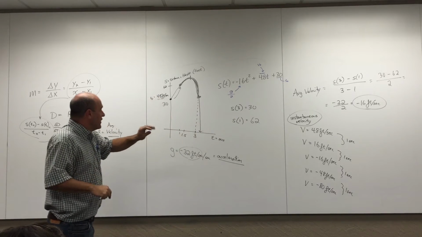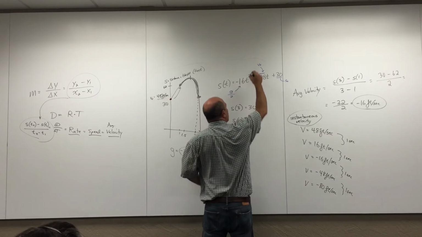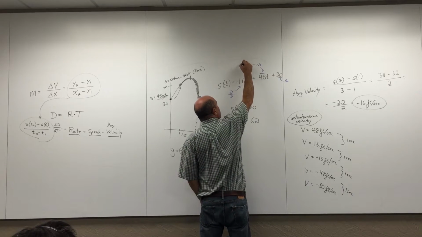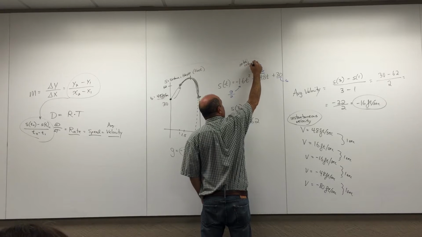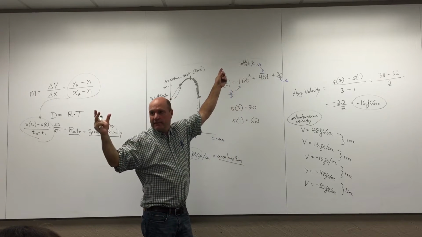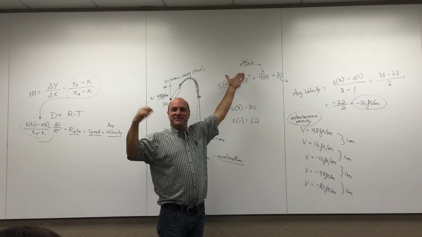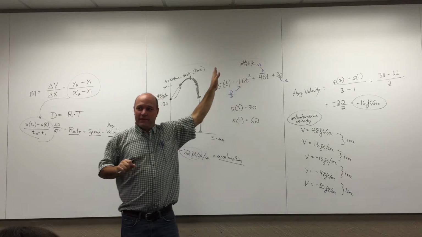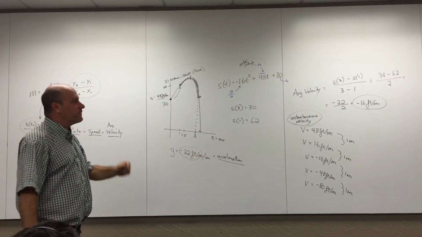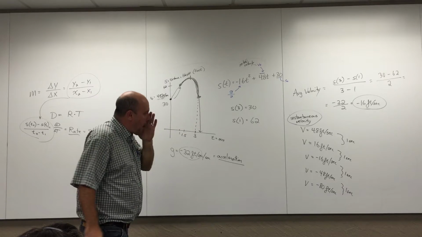I also used another word that started with an I. What did I use over here? Initial. Don't get those confused. I think students do get those confused. This is the initial velocity. This is just what it was when it left my hand. That's a totally different thing. Well, it's the instantaneous velocity, but only initially.